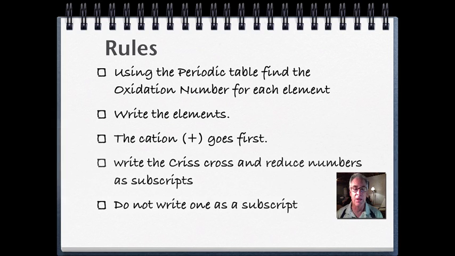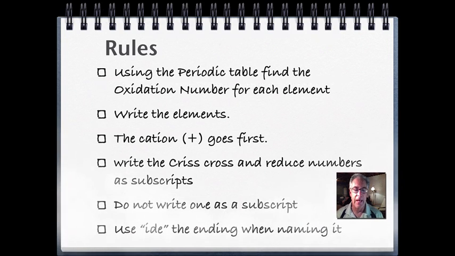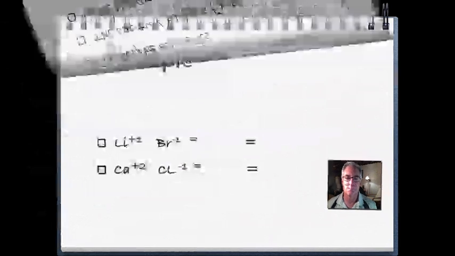And then you don't need to write 1 as a subscript ever. So if it has a 1, let's say a -1, and you crisscross it, it goes down to the cation side, you don't call that anything, you just leave it alone. There's no 1 on it or anything else. And then for the anion, we replace the last 3 letters with IDE. So let's show you how that works.